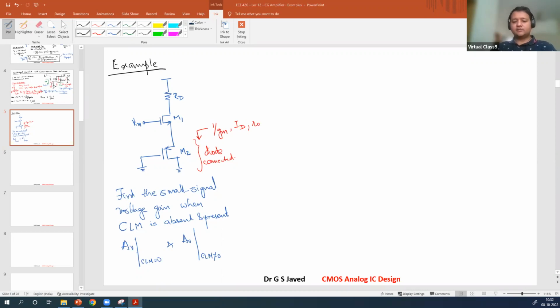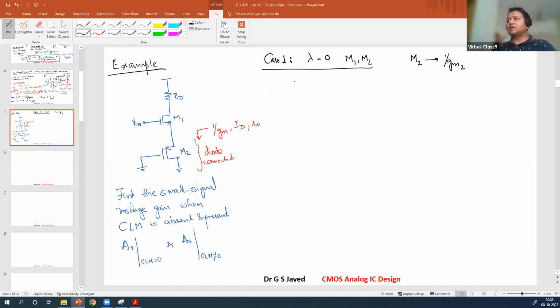First, we need to draw a small signal equivalent. How do you begin with that? When lambda is equal to 0, that's our case 1. Channel length modulation is 0, so lambda is equal to 0, and this is for both M1 and M2. So in that case, what do we infer? M2 will become 1 over GM2 load, right? Small signal load due to the single stage amplifier and is a diode connected load.